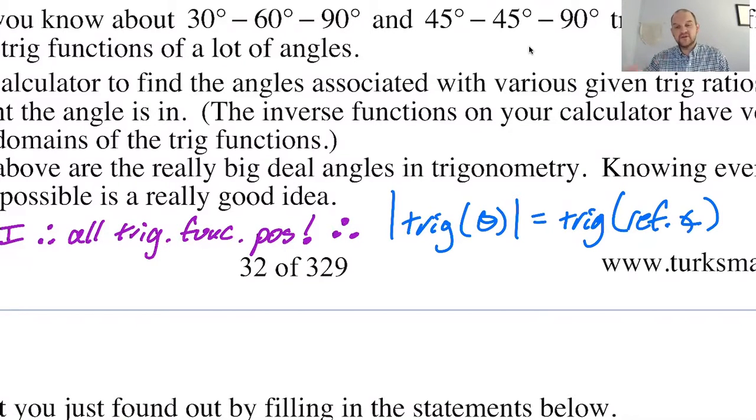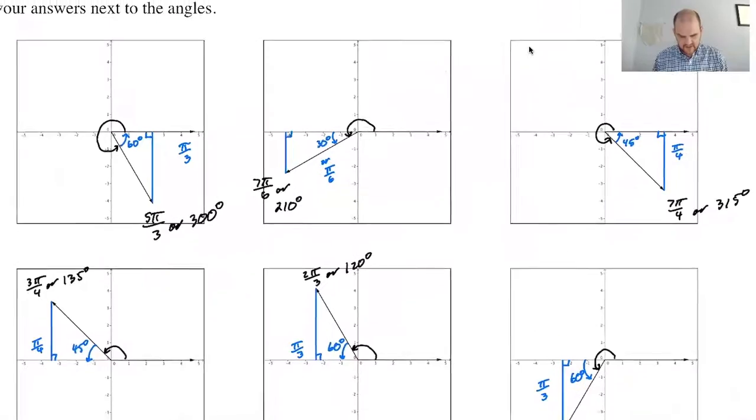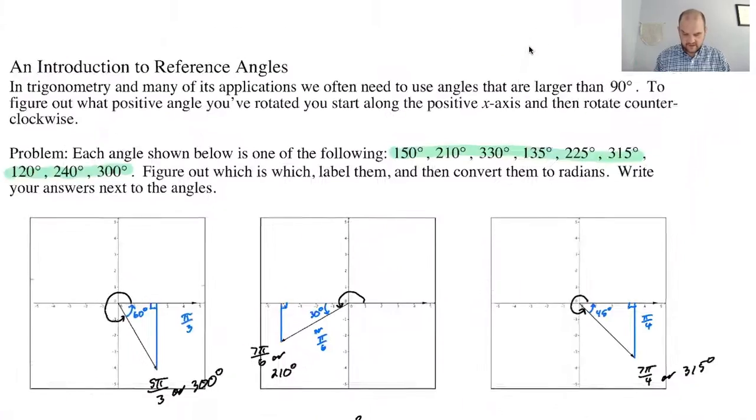This is really important. It means that we can focus on the first quadrant and deal with that, and then just decide what quadrant does the angle fall in, and then based on ASTC, will things be positive, will they be negative? Anyway, we're done with this page. Nothing super challenging on this page, I would say. Reference angle always one of these.